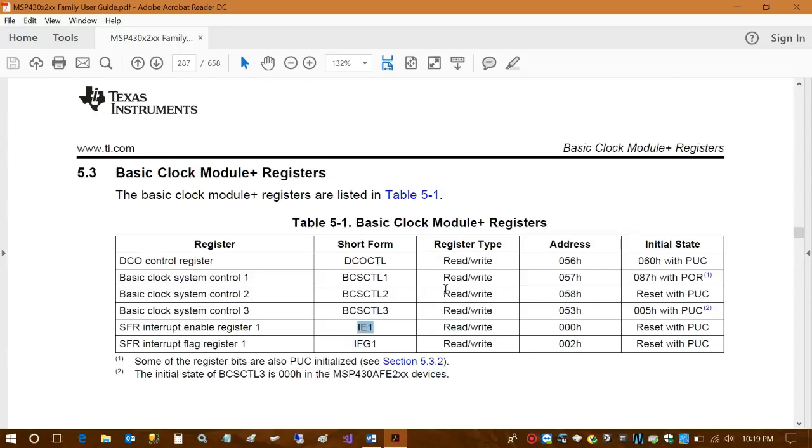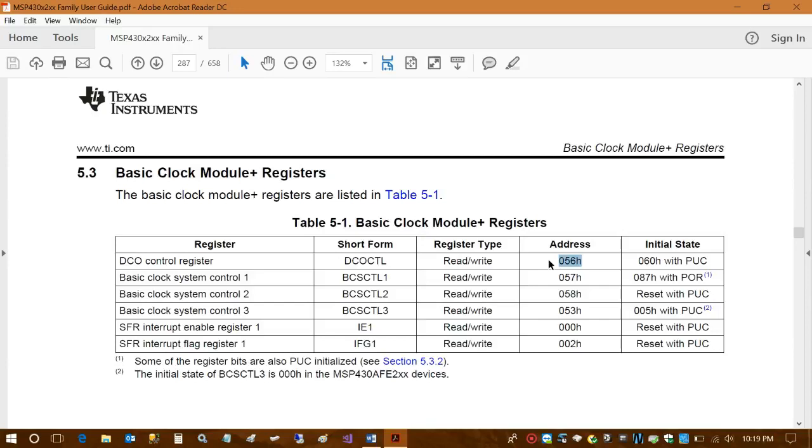So first we go to DCOCTL. Now one thing you must see, that all of these are read-write registers, which means that you can read from them as well as write onto them. The address space is 0x56, 0x57, 0x53, because if you remember the memory space, there's a part of the RAM which is mapped to the 8-bit peripherals, and there is another part which is mapped to the 16-bit peripherals.